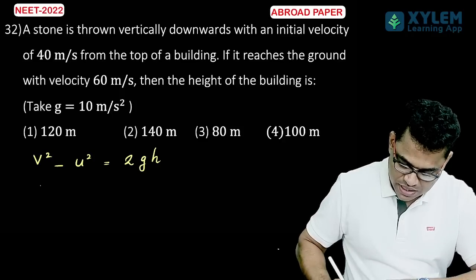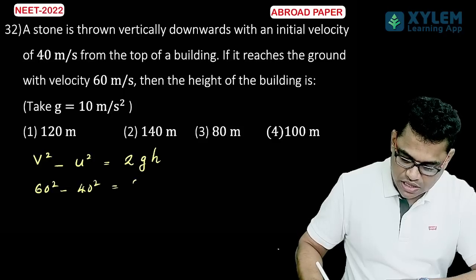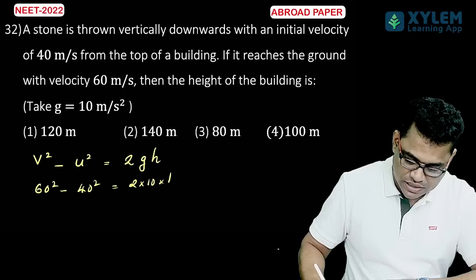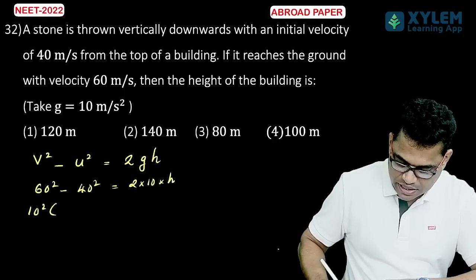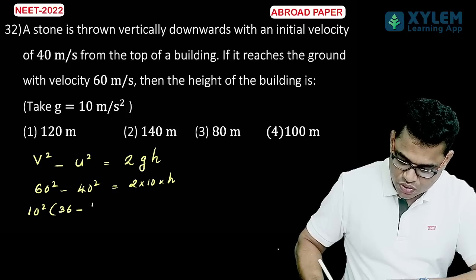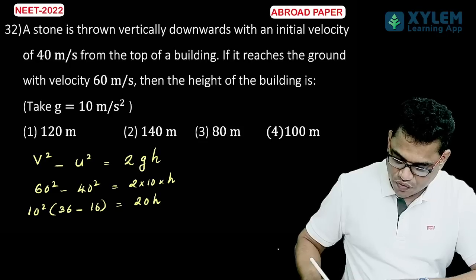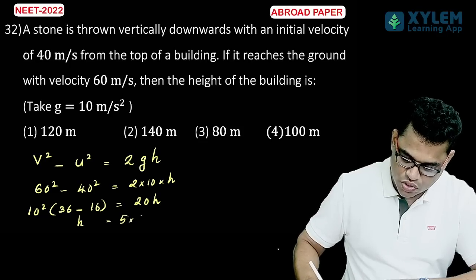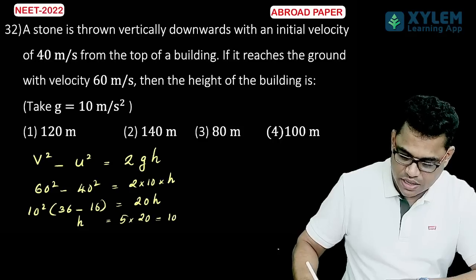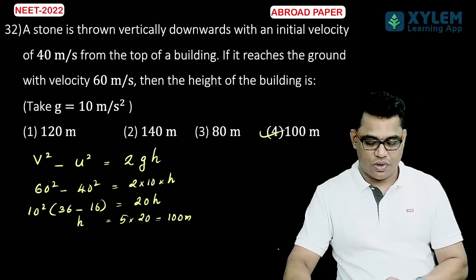V is 60, so 60 square minus 10 square is equal to 2 into 10 into h. Here 10 can be pulled out, therefore it is 10 square times 6 square minus 1 square. 6 square is 36 minus 1 is 35, equal to 20h. Therefore, what does h turn out to be? H is equal to 5 into 20, which is equal to 100 meters. The answer is 100 meter, option 4.